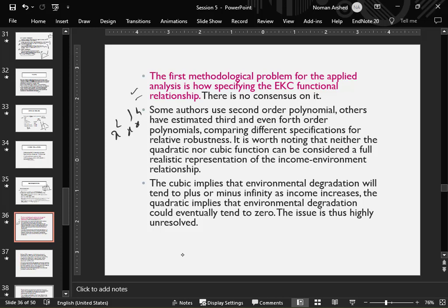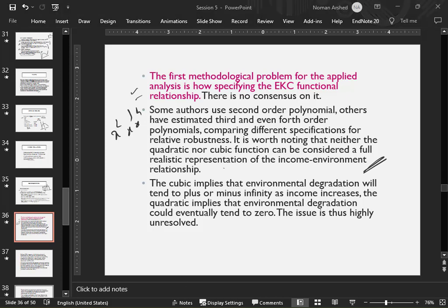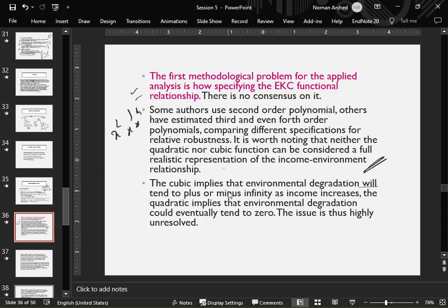Comparing different specifications for relative robustness, it is worth noting that neither the quadratic nor the cubic function can be considered a fully realistic representation of the environmental relationship. So it means there is room for improvement. You can use square or cube or even power 4, and then you need to find which one is the best. The cubic function that people use implies that environmental degradation will tend to plus or minus infinity as income increases. The quadratic implies that environmental degradation could eventually tend to zero. The issue is thus highly unresolved. It means that there is a debate on how to check EKC.